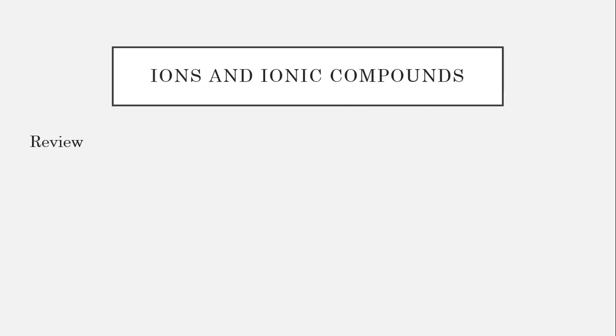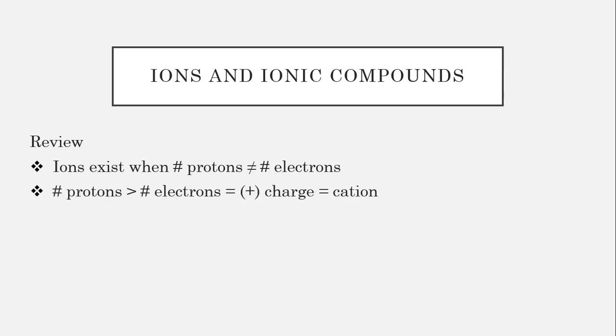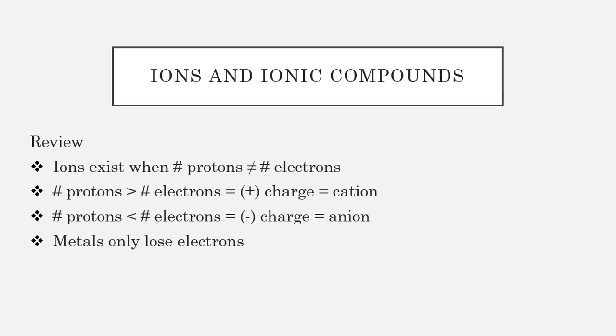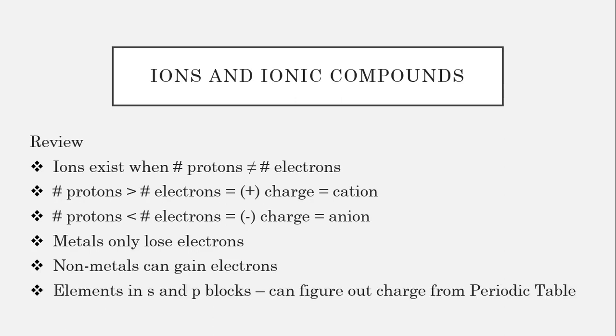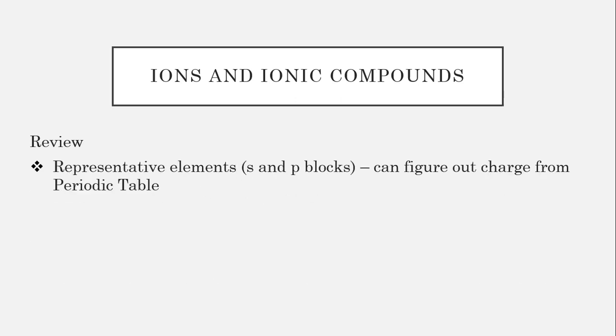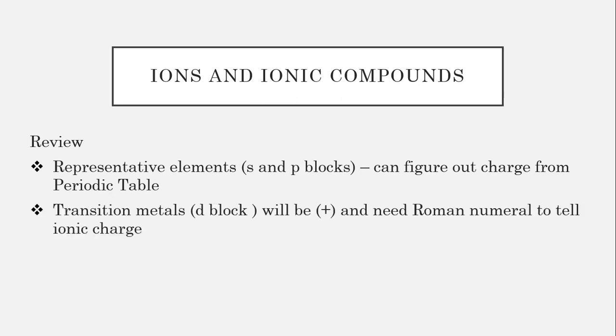So to review, ions exist when the number of protons and the number of electrons are not equal. More protons than electrons is a positive charge, or a cation. Fewer protons than electrons results in a negative charge, or an anion. Metals can only lose electrons. Nonmetals can gain electrons. For elements in the S and P block, otherwise known as representative elements, you can figure out the charge from the periodic table. For the transition metals, or the D block, the charge will be positive, and the Roman numeral will tell you the ionic charge, but there are exceptions.